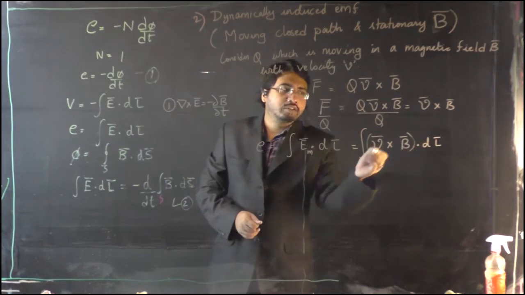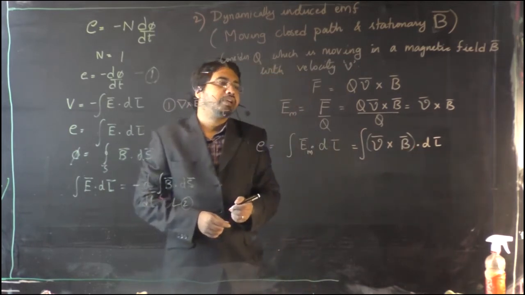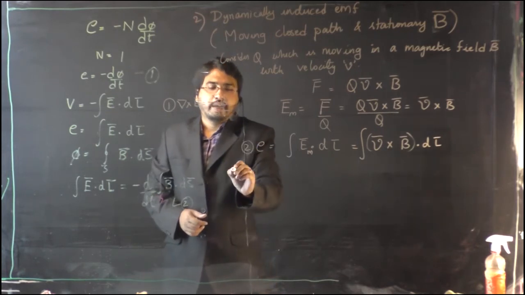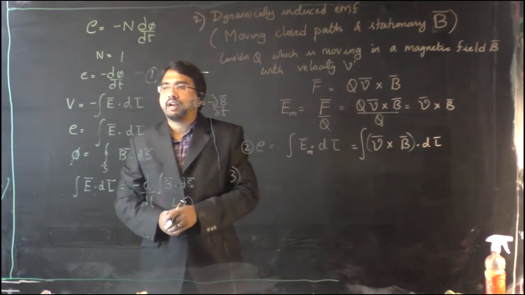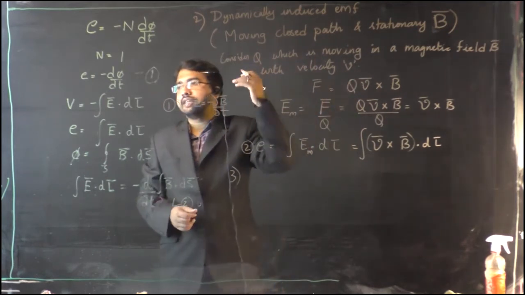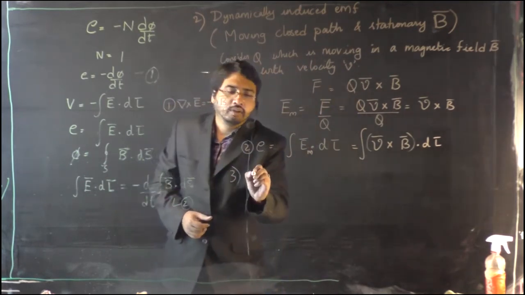Integral V bar cross B bar dot dl bar. Okay, so this is the first case and this is the second case. And what is the third case for Faraday's law? Both the closed path as well as the magnetic field B bar are varying.